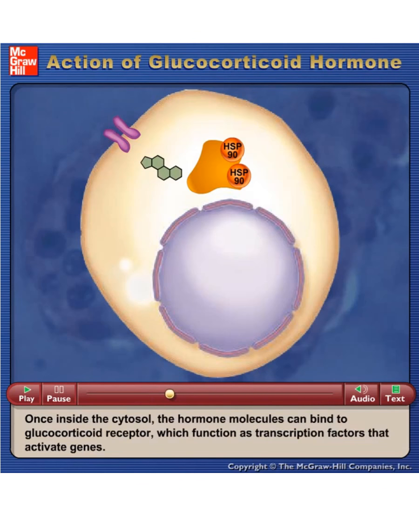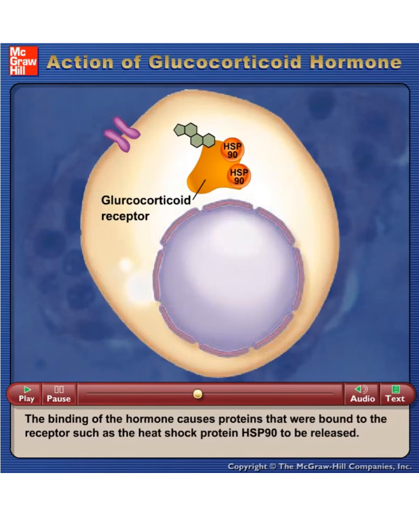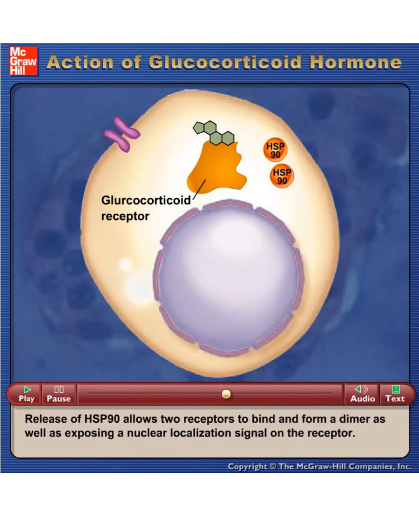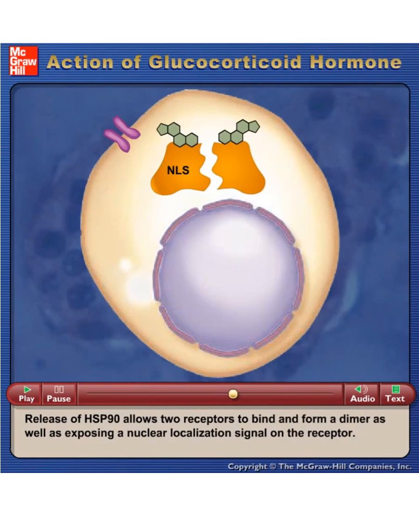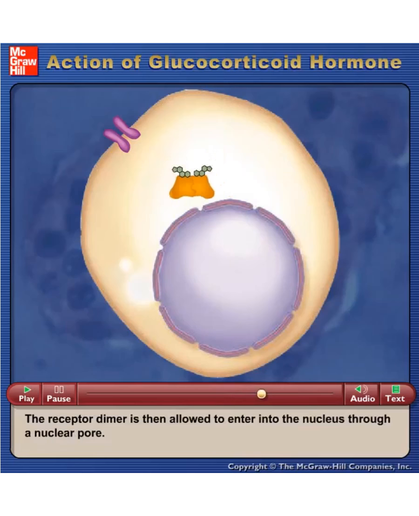Once inside the cytosol, the hormone molecules can bind to glucocorticoid receptors, which function as transcription factors that activate genes. The binding of the hormone causes proteins that were bound to the receptor, such as the heat shock protein HSP90, to be released. Release of HSP90 allows two receptors to bind and form a dimer, as well as exposing a nuclear localization signal on the receptor. The receptor dimer is then allowed to enter into the nucleus through a nuclear pore.